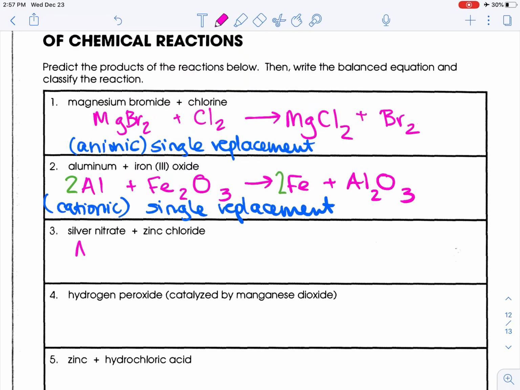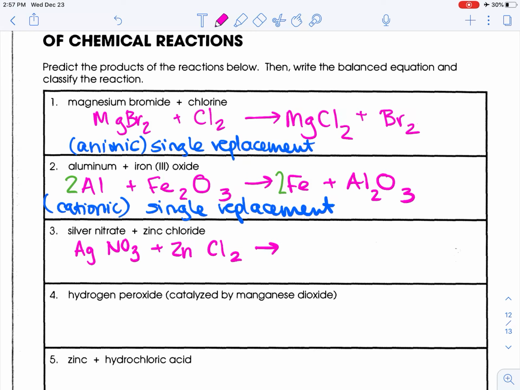Silver nitrate. Silver is plus 1. Nitrate, you go to reference table E. It's NO3 minus 1. So notice that those charges are equal. So all done. Zinc is a plus 2, chlorine is a minus 1. Remember, I'm getting those charges off the periodic table. So since that's not equal, I crisscross, and then I can get rid of these.